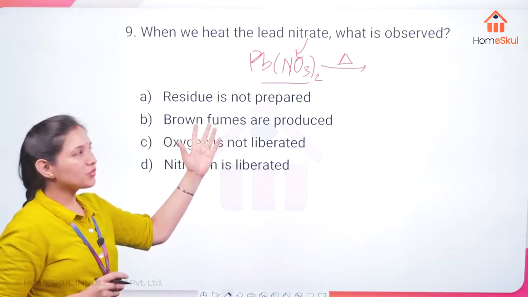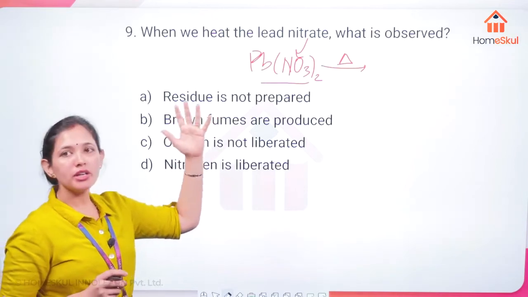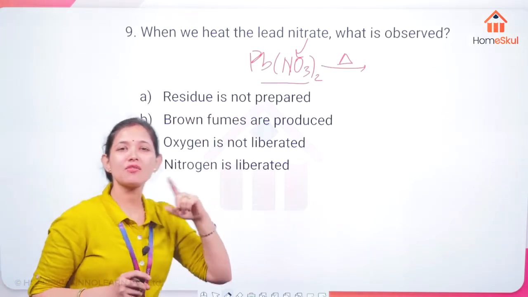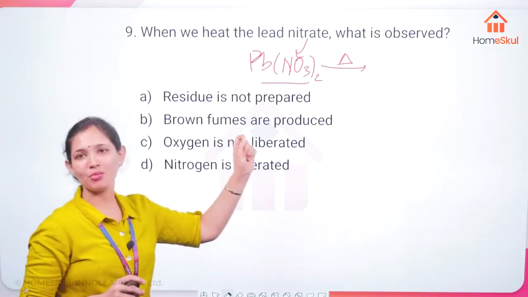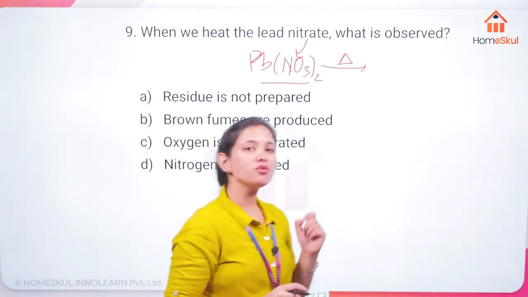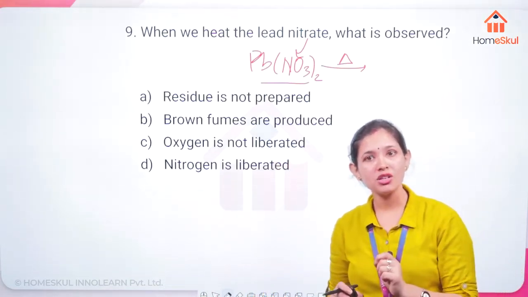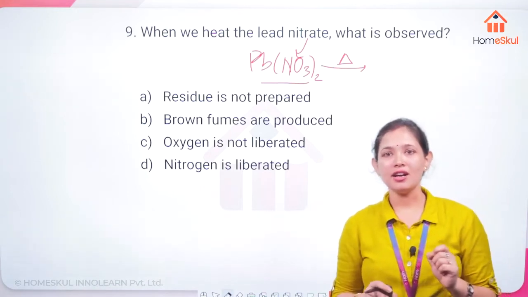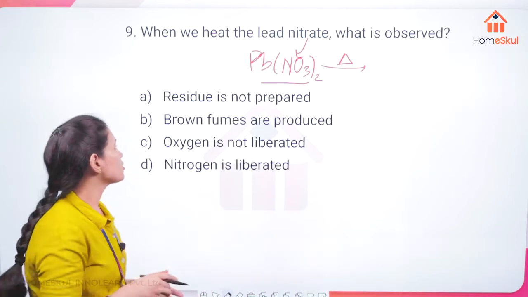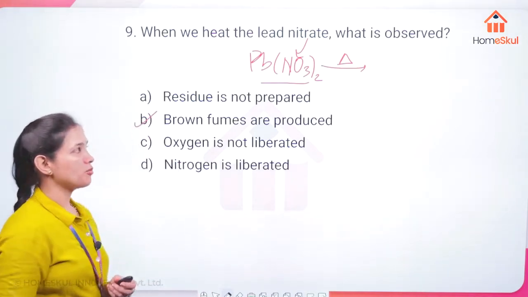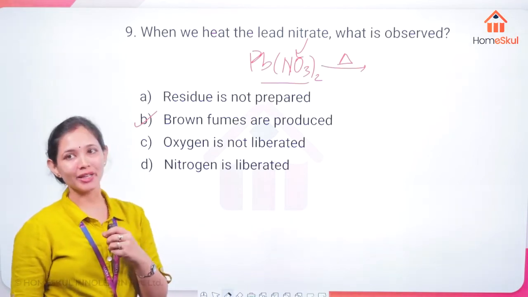As you all know, this is a very good test. When you heat Pb(NO3)2, there is one specific observation that you are going to have: brown fumes are produced and a residue is formed. Yes, Neha, brown fumes are formed. Very correct. So B is the correct option. Very, very good. You have to remember all the observations and you are doing it well.